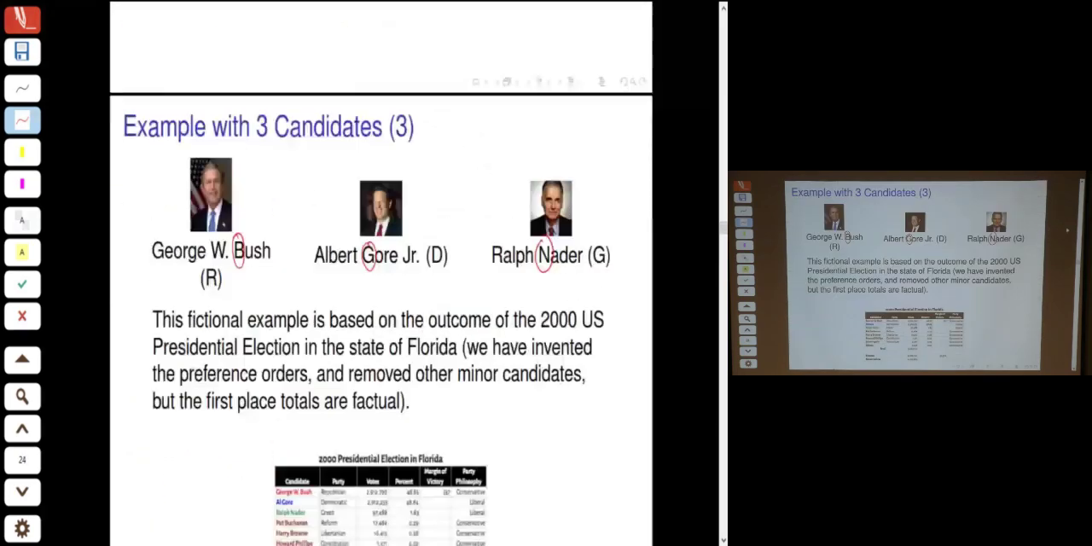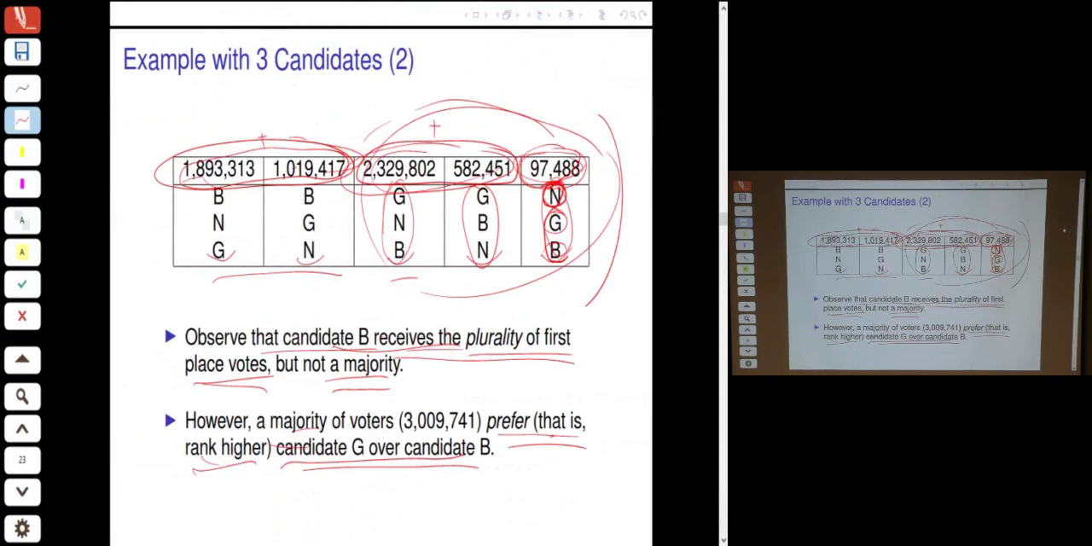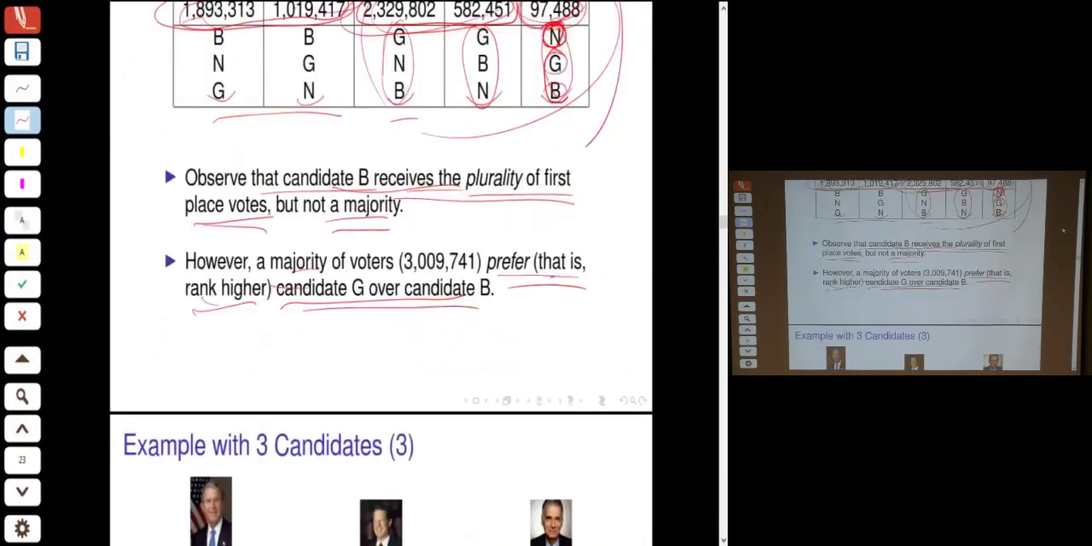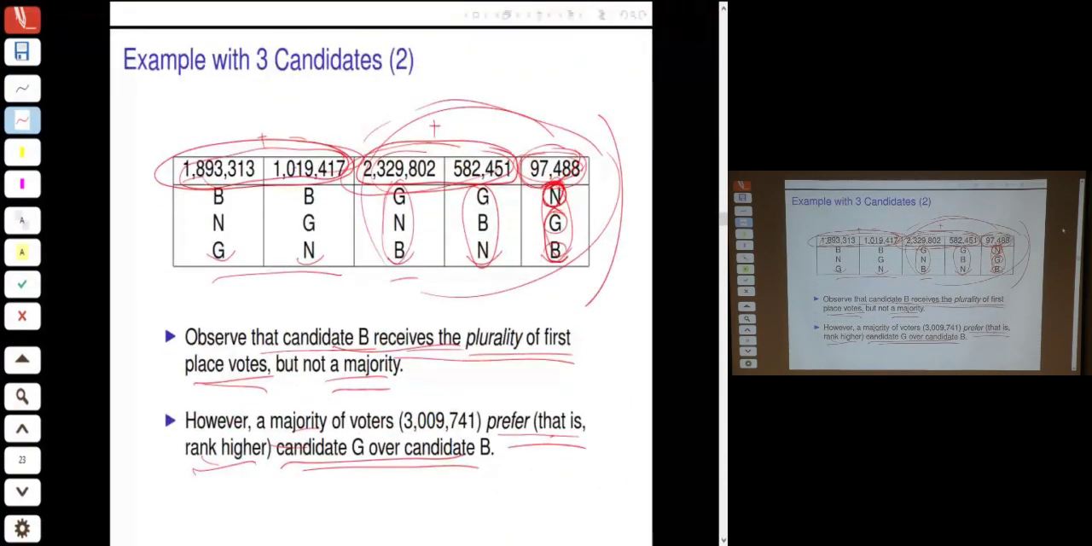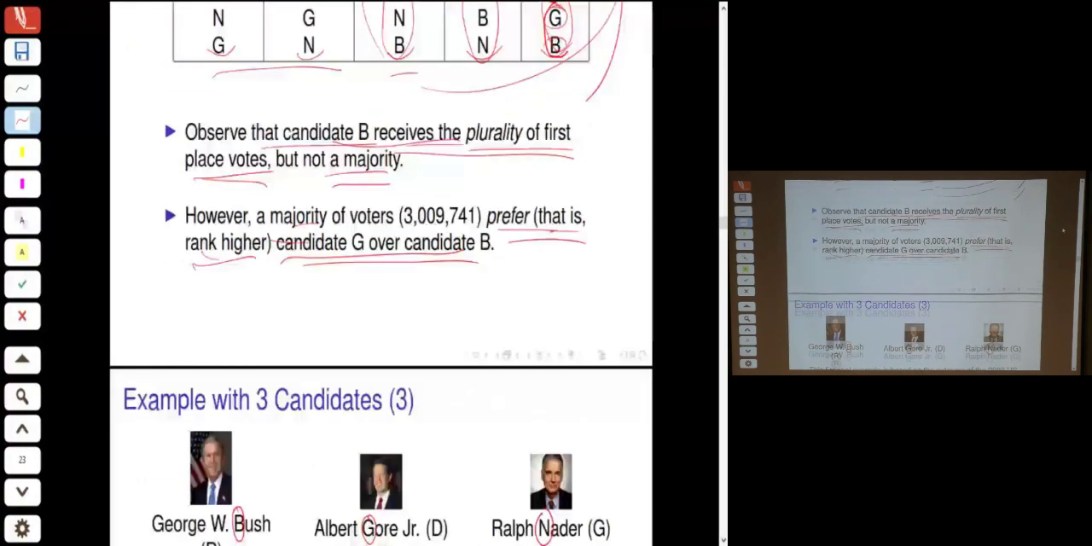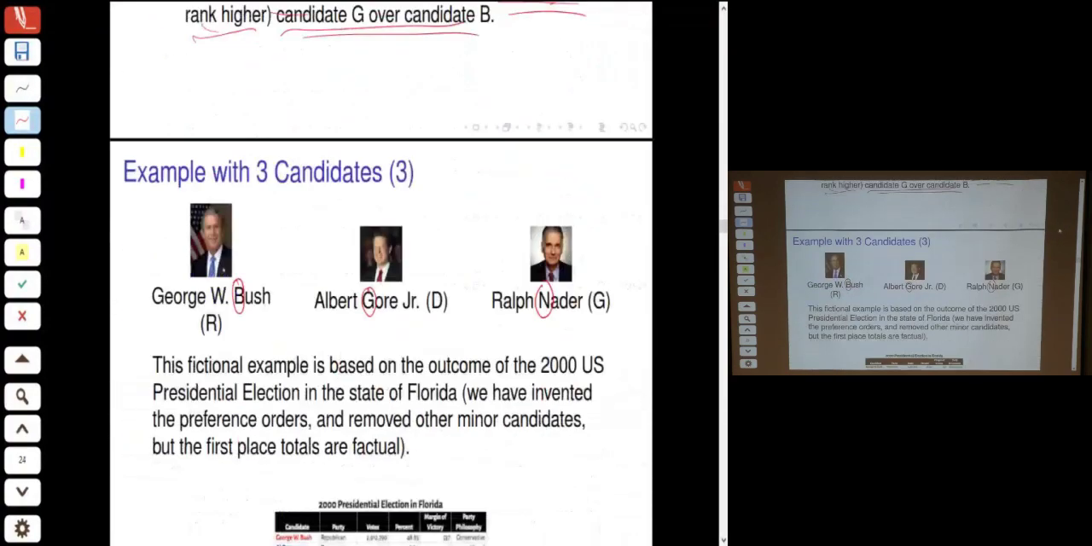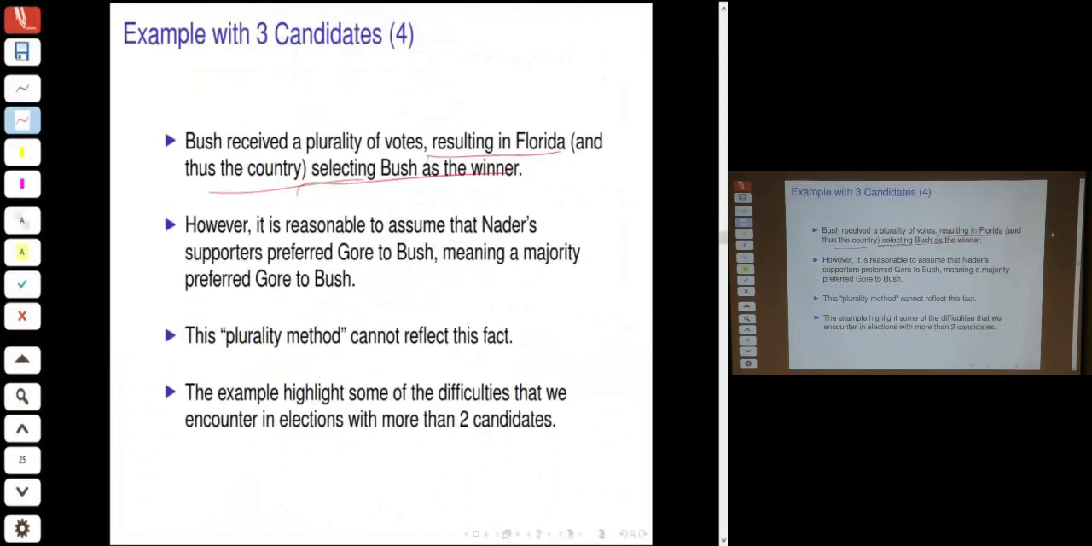So if you just look at the relative ordering between B and G, then of course G is preferred by most voters, that is the majority of voters, compared to B. So the majority preferred Gore to Bush. Thus the plurality method cannot reflect this fact. Since the election was decided by plurality, the person with the highest number of first placed votes was declared the winner.